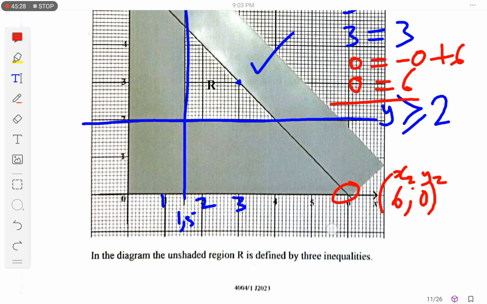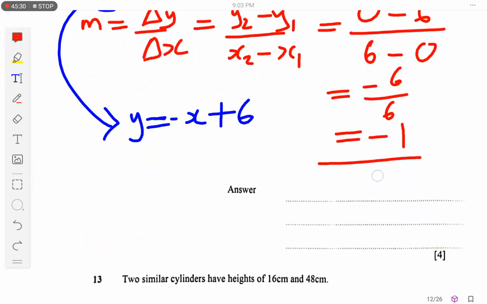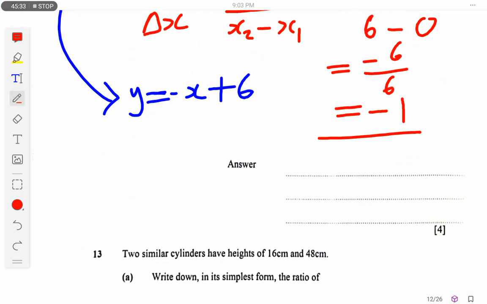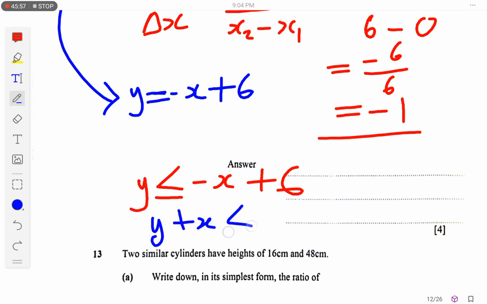Okay, so we can say our equation now as an inequality is going to be y is less than or equal to minus x plus 6. Less than or equal means that our value of y should be greater than... then we consider it valid. Or else you can rewrite this and say y plus x is less than or equal to 6, like this. It's still the same.